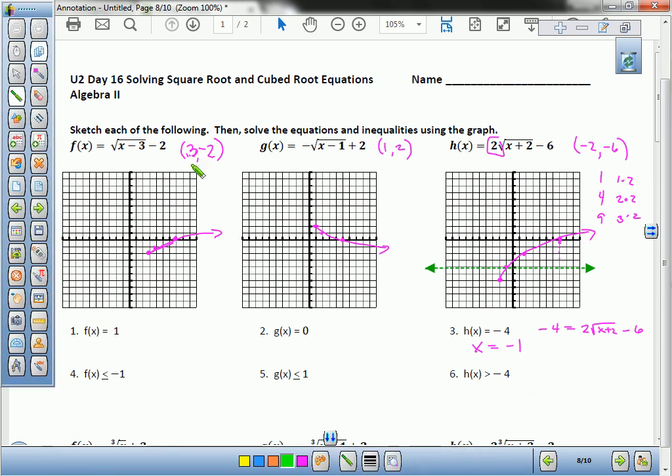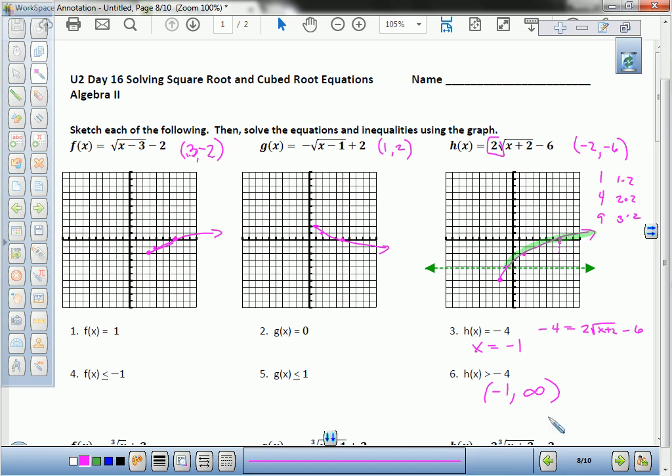Now this is very similar, but it asks, where is it greater than this -4? So it's greater than that -4 from this point to forever this way. It is greater than -4. So we would say this interval from -1 to forever right.